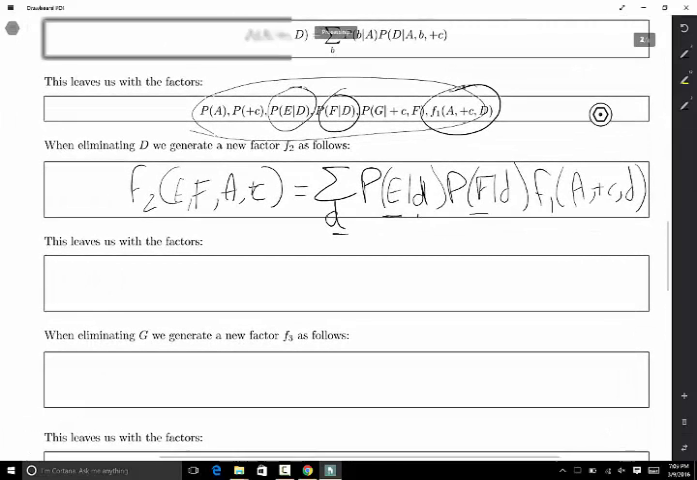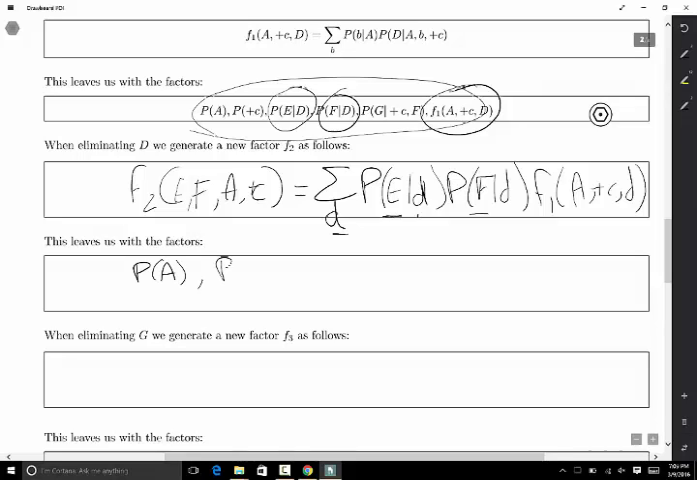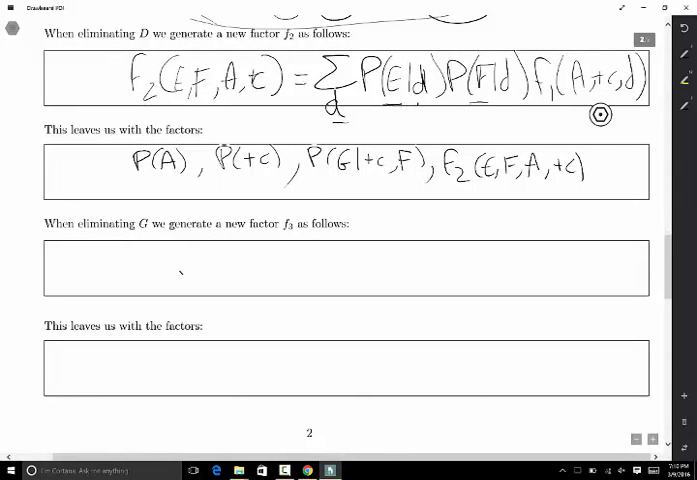So the factors that we have left are all the ones that we didn't use last time. So p of a, p of plus c, p of g given plus c and f, and then our new factor, f2 of e, f, a, and plus c. Now we want to eliminate g, so we get f3 of some inputs is equal to the sum over the values of g of all the factors that contain g. So that's only one of them, so we've got p of g given plus c and f.